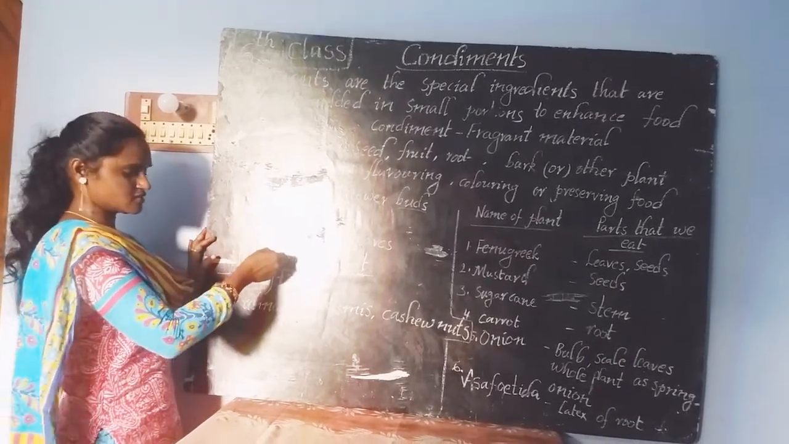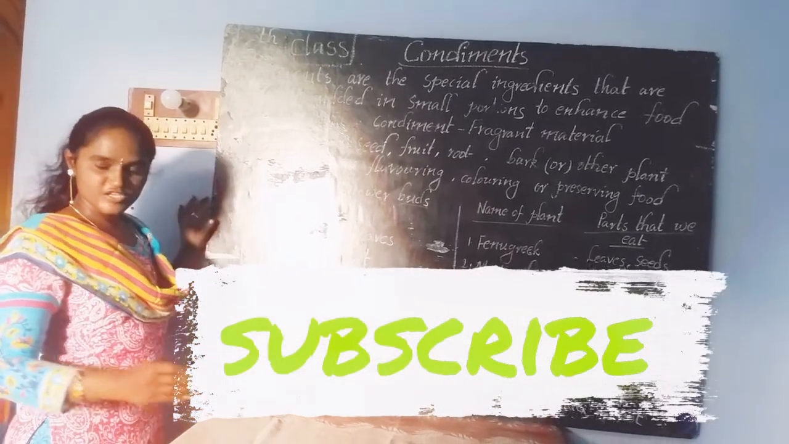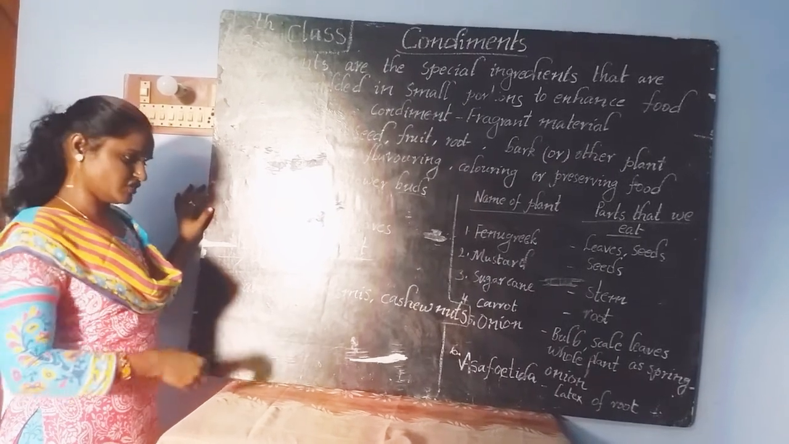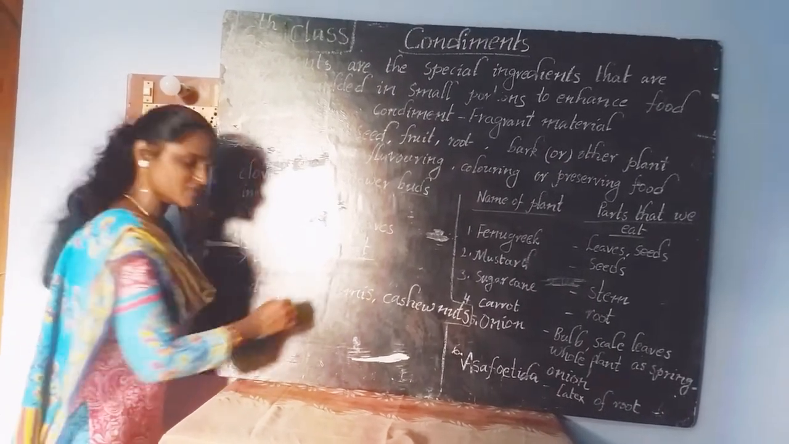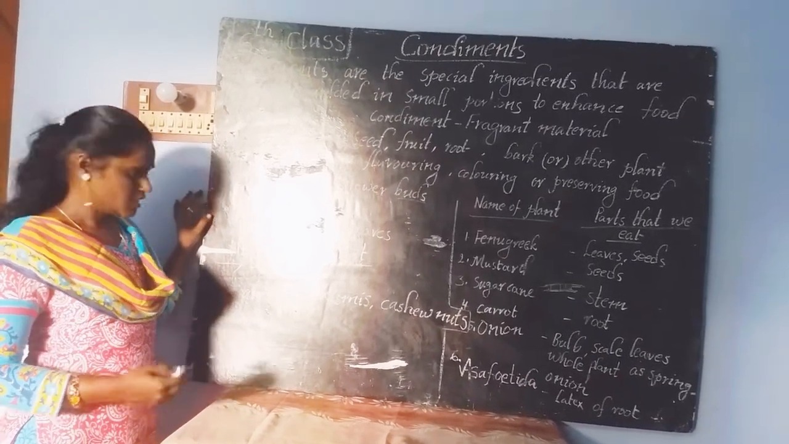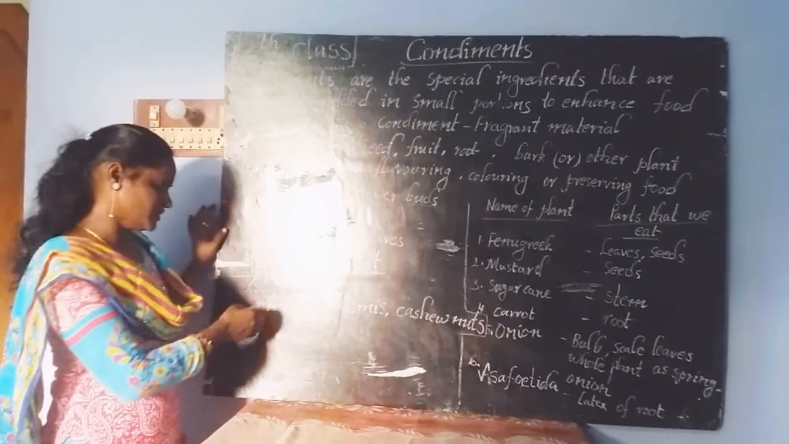Not only these spices, on some special occasions, your mother may prepare some delicious sweets. In those sweets, we people have interest in eating dry fruits. Your mother may add dry fruits. Okay. What kind of dry fruit may she add?